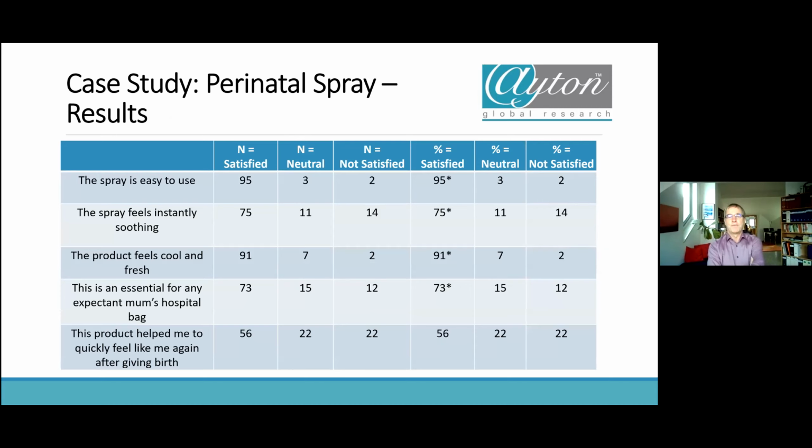If you've followed our webinars before, you see this kind of screen, which is a typical visualization that you find in our reports. You see that we had 100 respondents, exactly 100, which makes it easy to calculate percentages. On the left-hand side you first see the numbers who were satisfied, neutral, and not satisfied, and then the same as percentages.